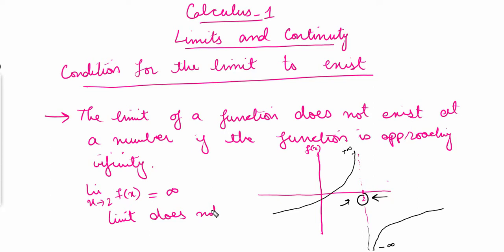So the conditions for the limit to exist will be: the limit from the left side and the right side should be equal, and the limit should not approach infinity. The value of the function should not approach infinity. So these are the two conditions for which the limit exists, otherwise it doesn't. Now we'll see a couple of example questions to understand the concept of limits in a better way.